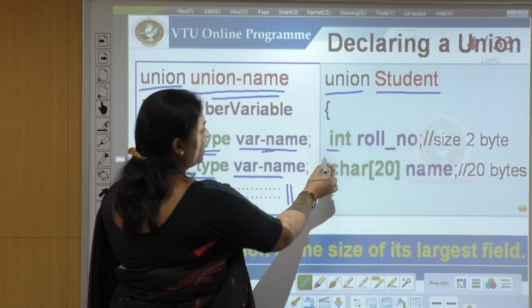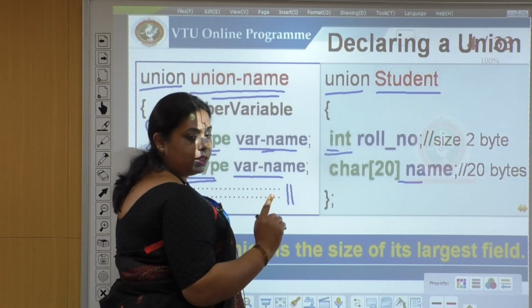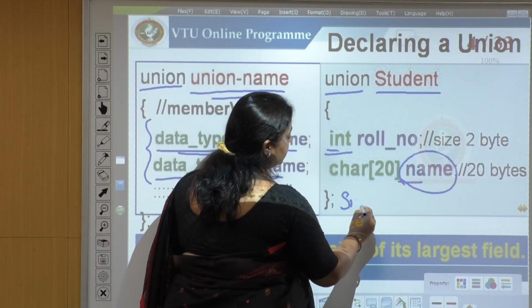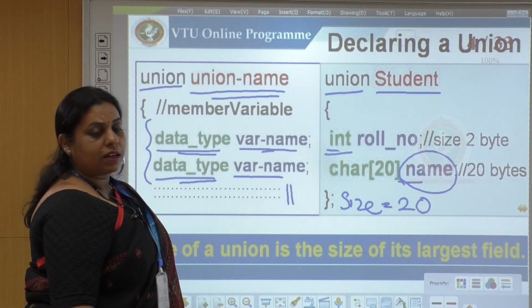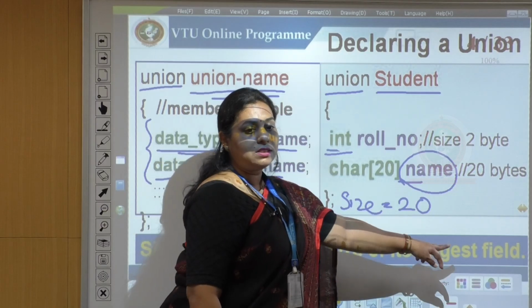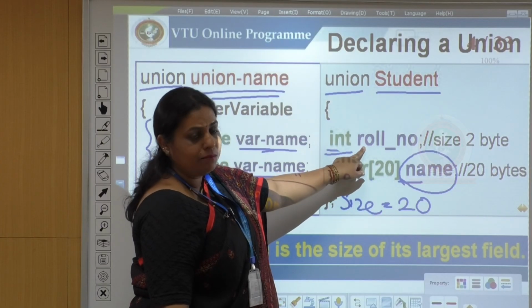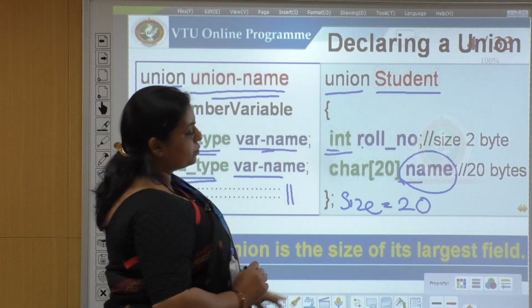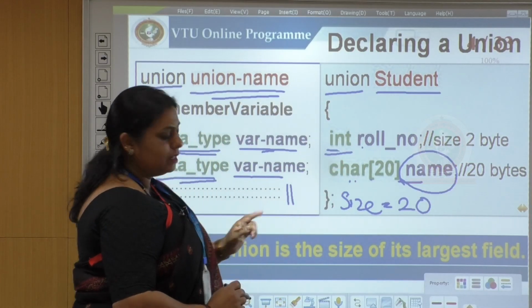Here, if I compare the variable roll number with the name, the largest variable size is 20 bytes, which is the name. That's why the size of the union will be 20 bytes, because the size of the union is the size of its largest field. The largest field is name, because it is taking 20 bytes. This one is taking just 2 bytes, right? So this same 20 bytes is used to store either the name or the roll number. Only one field will be read at a time.